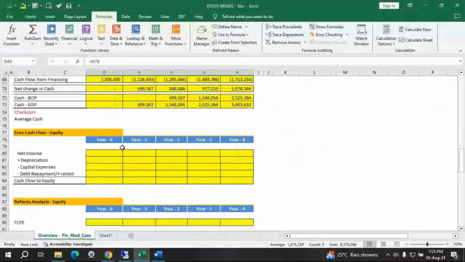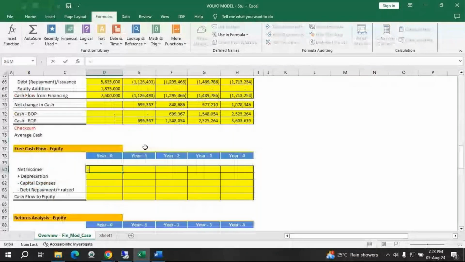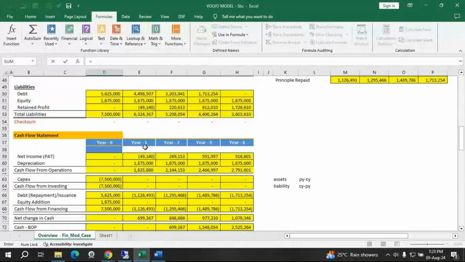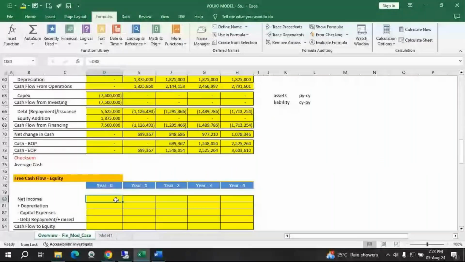Next we have to calculate the free cash flow to equity. So here I'll take the value net income. Net income will be this value, so I'll come and drag it. Next is depreciation. So depreciation, I'm going to take this value. Next, capital expenses.